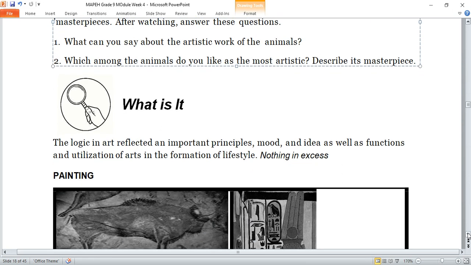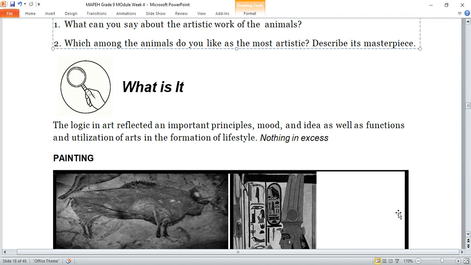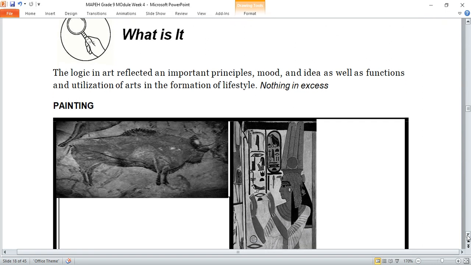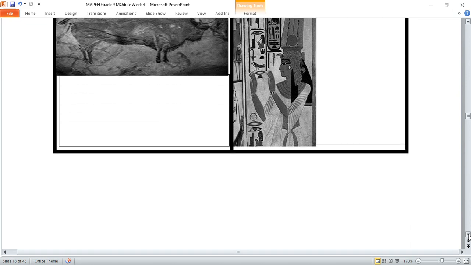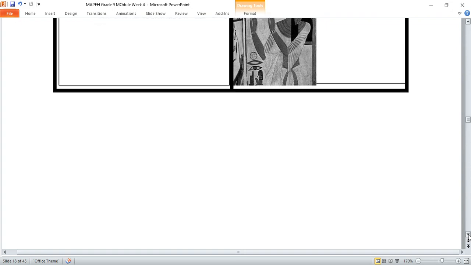Next, activity. What is it? The logic in art reflected important principles, mood, idea, as well as functions and utilization of arts in the formation of lifestyles. At this activity, you can see examples of paintings which are blank, no names. So all you have to do is to criticize the painting. What can you say about the painting? Number 1 and number 2 painting as well.